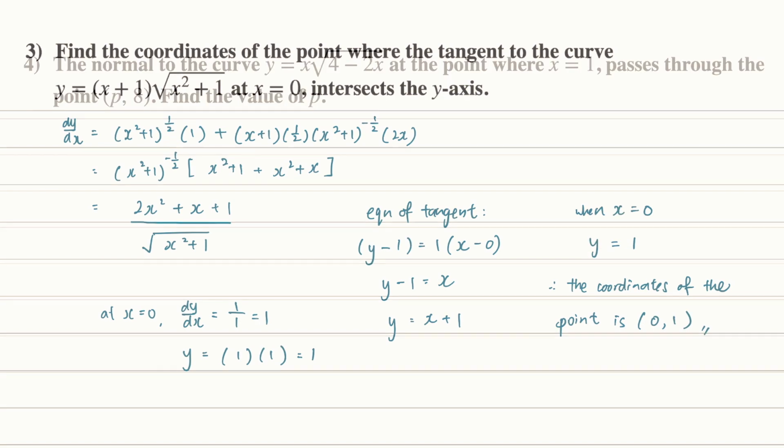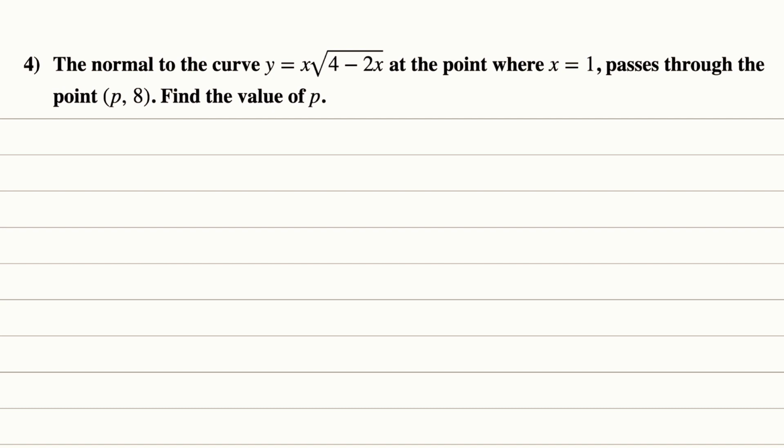Now let's try out the last application question, where the normal to the curve y equals x square root of 4 minus 2x at the point x equals 1 passes through the point P, 8. So find the exact value of P. Now to start this, we need to find the gradient of the tangent before we can find the gradient of the normal. Alright, so let's try to find the gradient of the tangent by finding dy over dx.